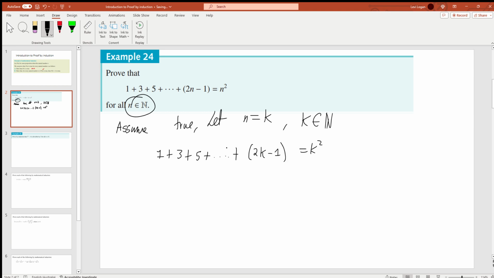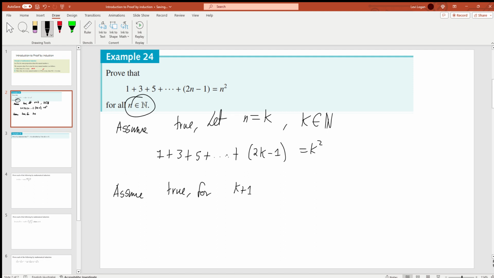Then you're going to assume it's true for the number after k, and the number after k is k plus 1. So assume true for k plus 1. You don't need to define that because you've already defined k previously.